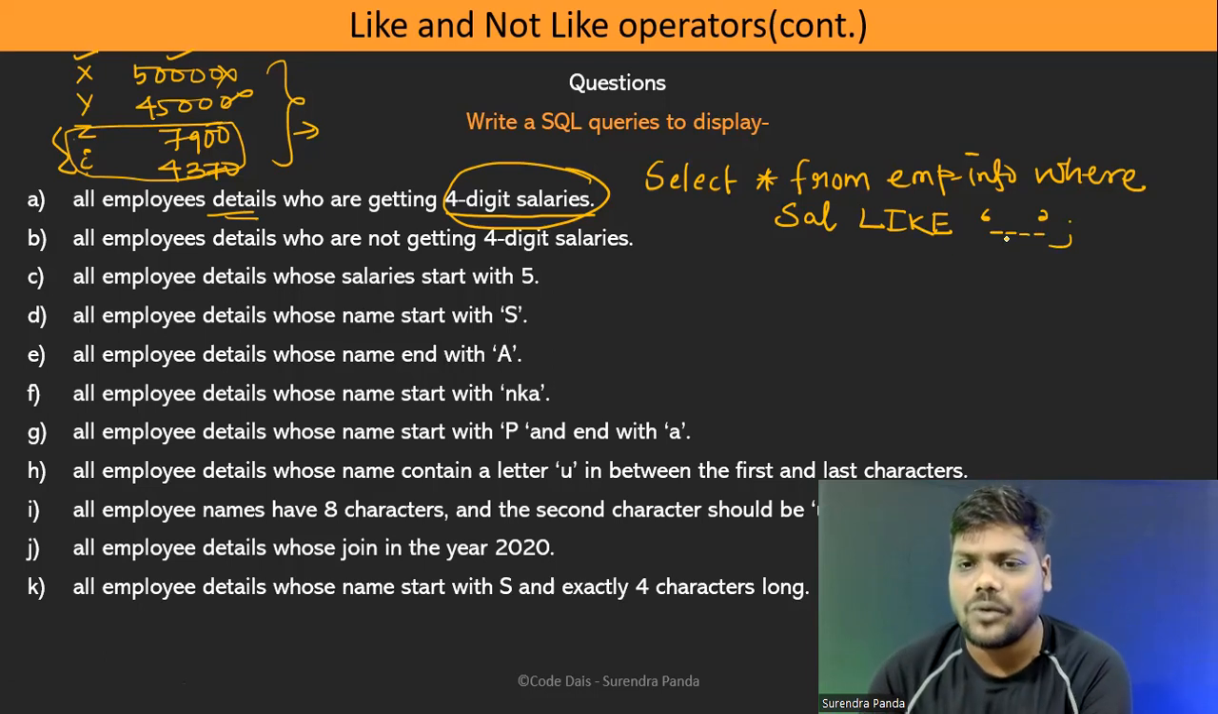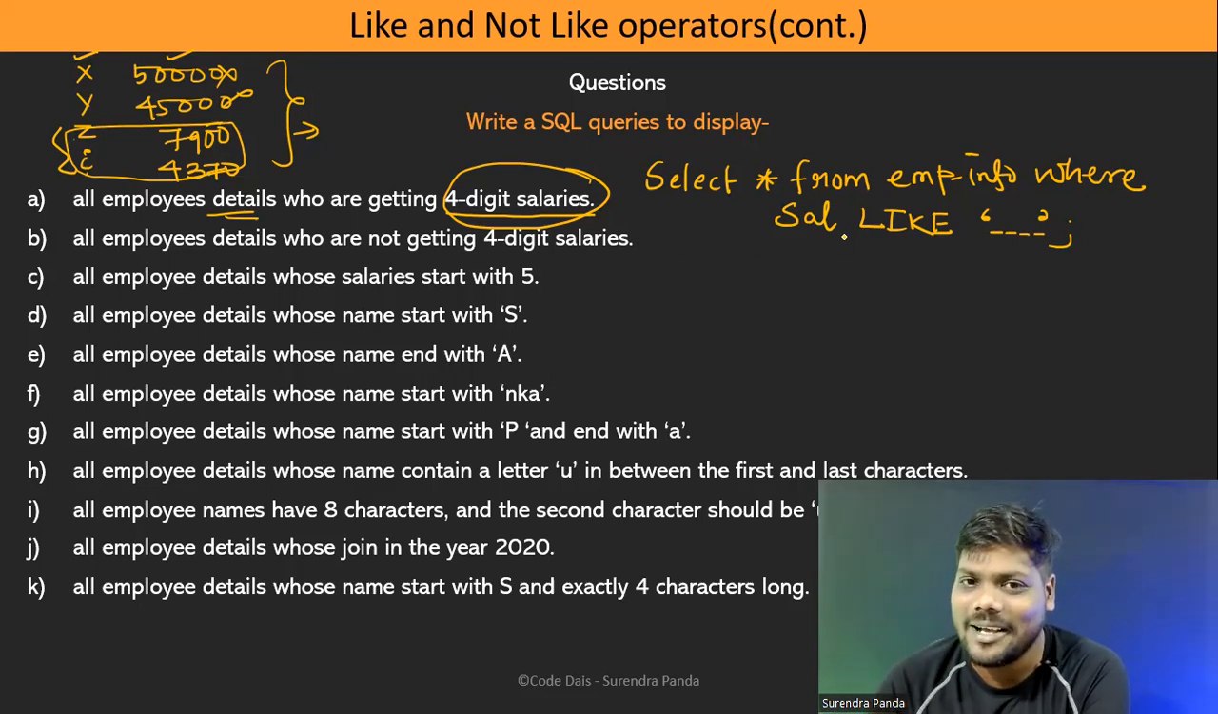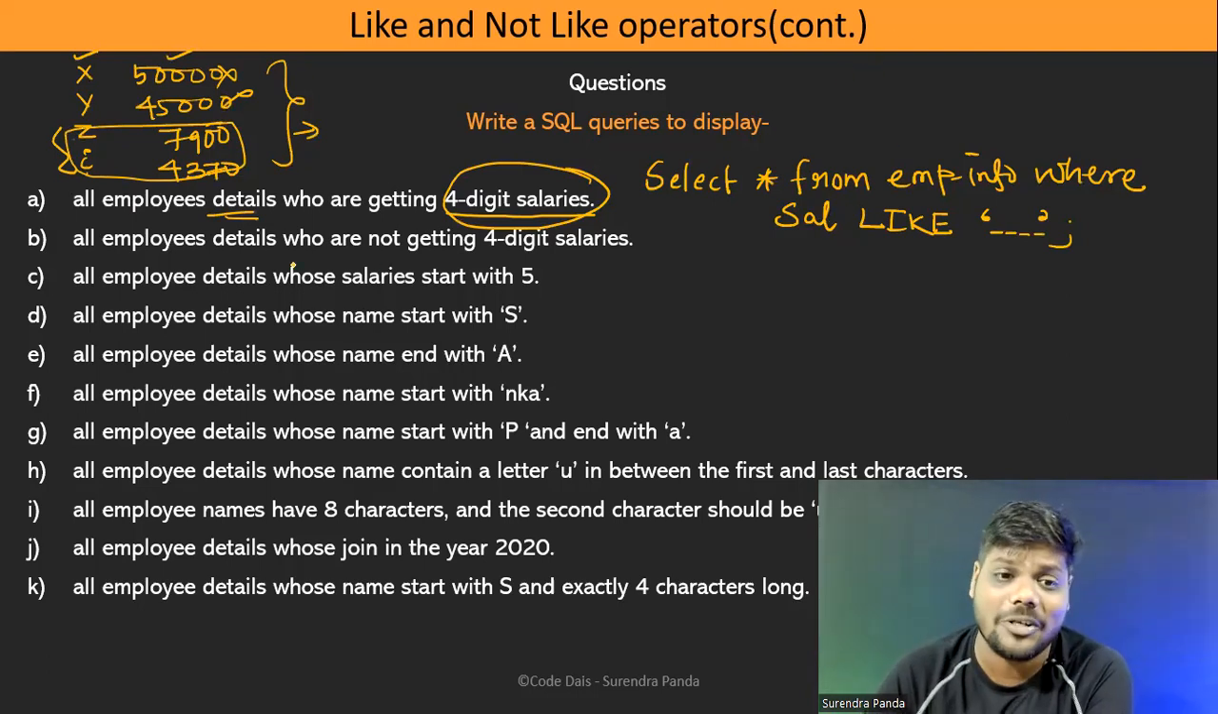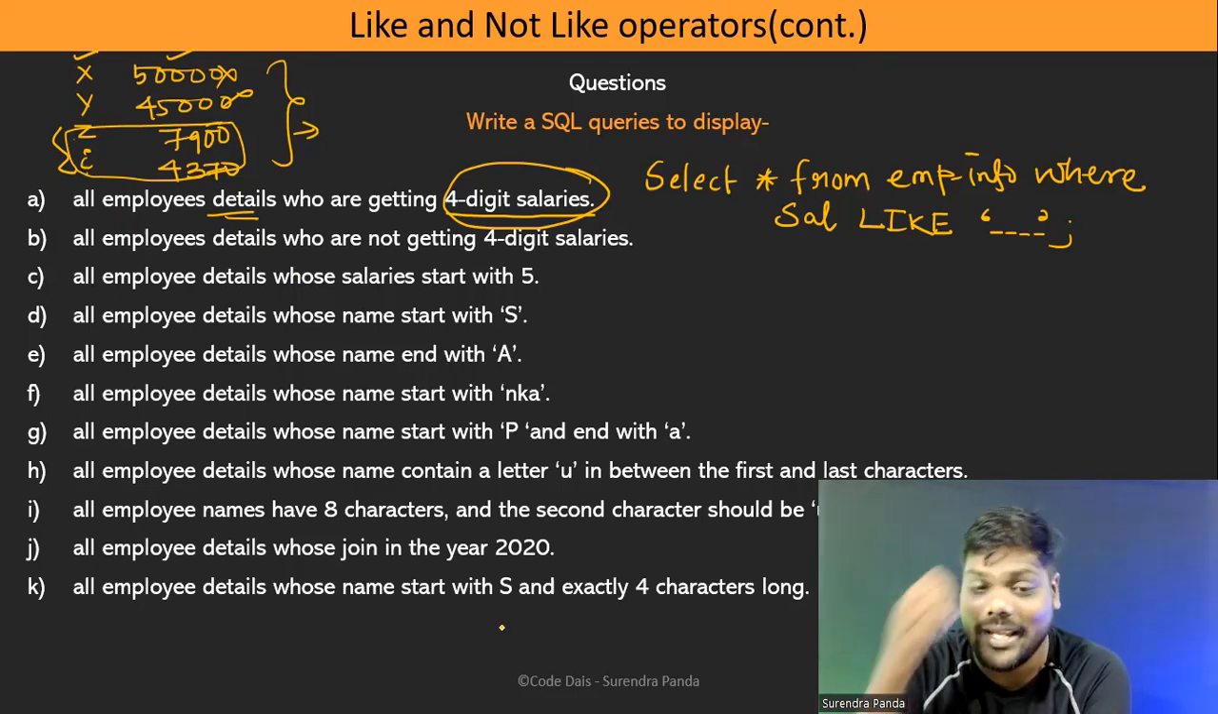Sir, what do you mean by 4 underscores? Underscore means what? It represents how many characters? 1 character. So 4 underscores represent 4 characters. Is it clear? Any doubt? Maybe you have some doubt, but once I discuss each and everything, then only your doubt will be clear, right?